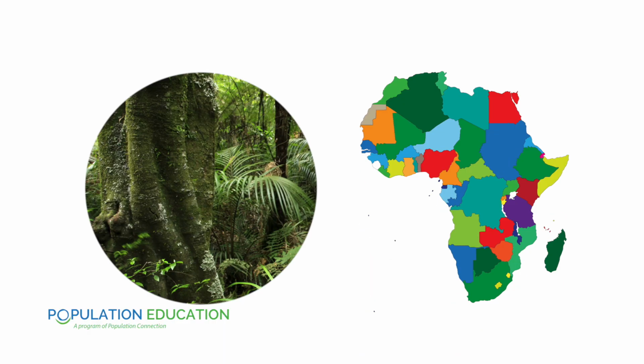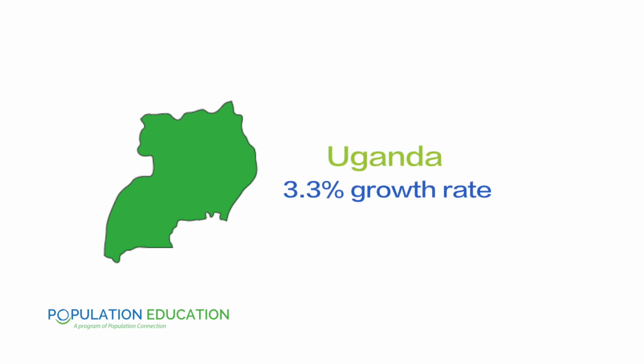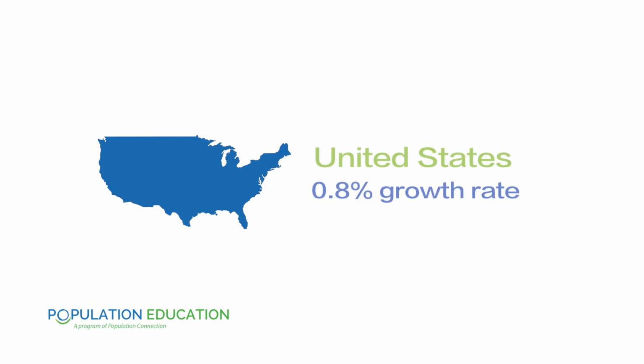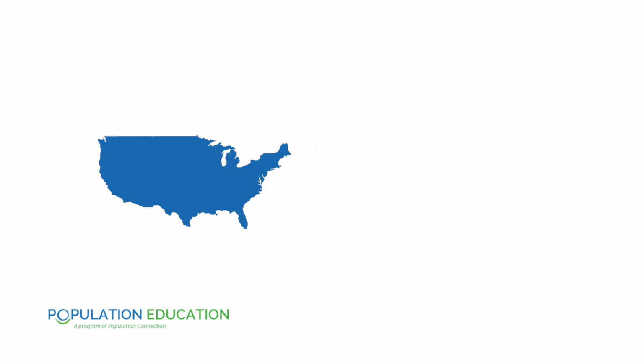As you might remember from the beginning of this video, tropical forests are located in some of the areas on the Earth that are experiencing the highest rates of population growth. Uganda, in Central Africa, has tropical forests and a population growth rate of 3.3%. The United States, which contains temperate forests, has a population growth rate of 0.8%. This means Uganda's growth rate is about 4 times as fast as that of the United States.